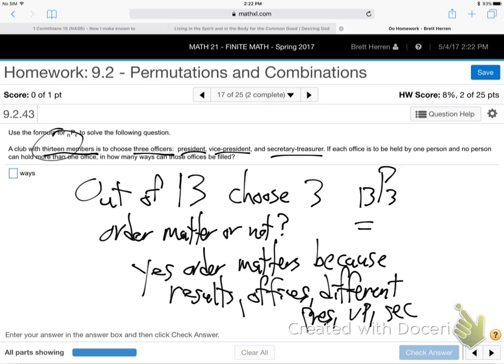All right, so what's the number 13P3? 1716. 1716, okay. All right, there we go.